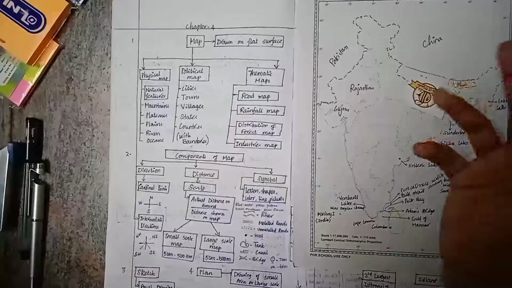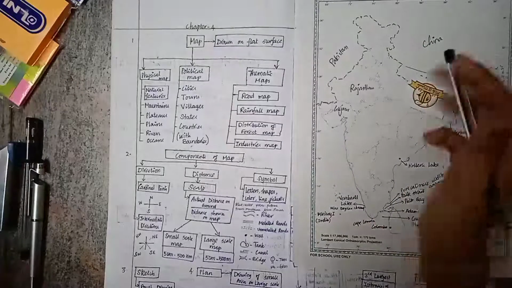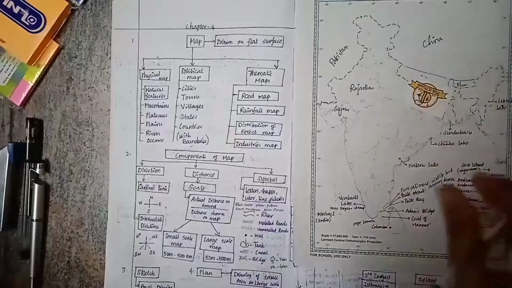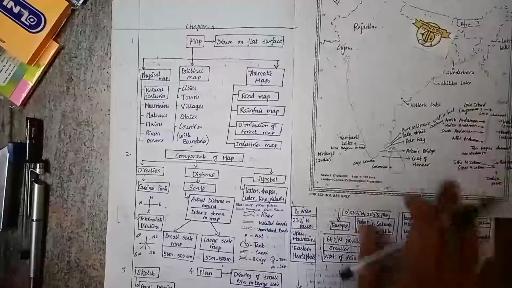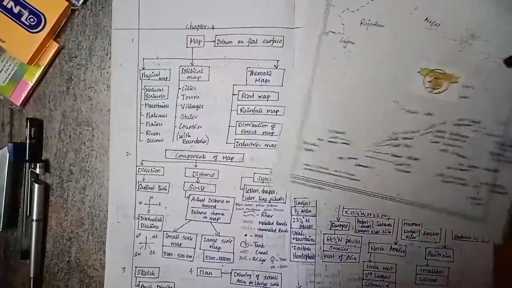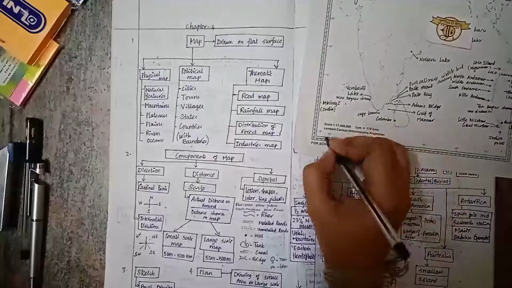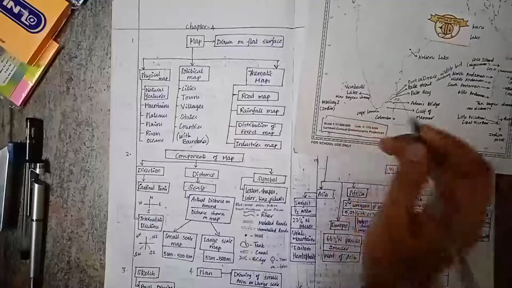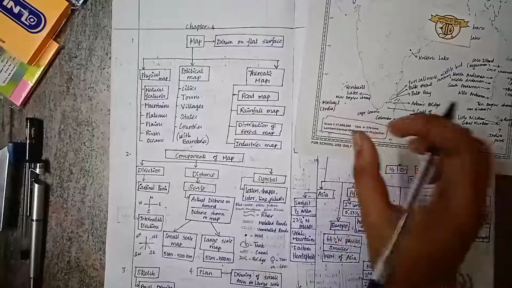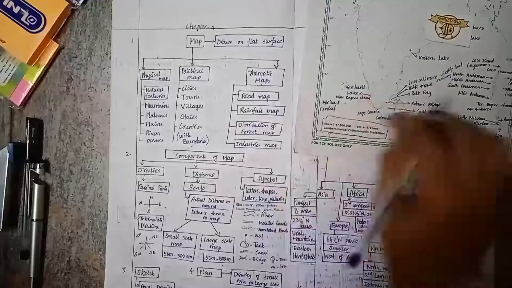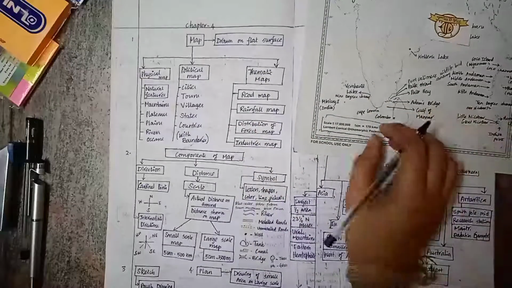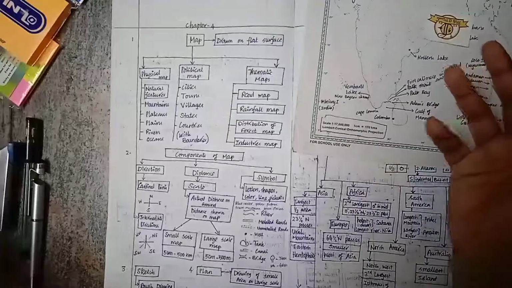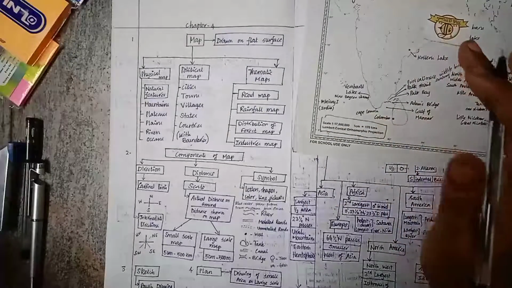So then, components of the map. What are the major components of the map? There are three components. One is direction, another one is distance, another one is symbol. If you see a map, this is the distance. They have given a scale, right? The scale is the distance. So scale is equal to the actual distance on the ground divided by the distance shown on the map, which forms a scale.